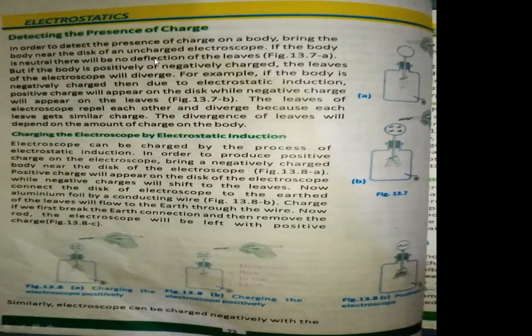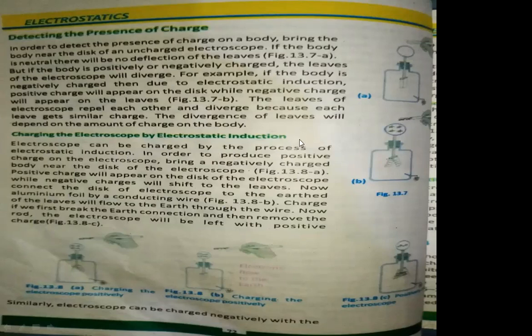Now if we bring the negative rod over here, it will attract the positive, and then on the disk we have the positive, and on the leaves we have the negative. If we bring the positive rod here, it will attract the negative, so positive will be on the leaves, and they will be repelled. Like charges repel each other. That is all I explained to you here.